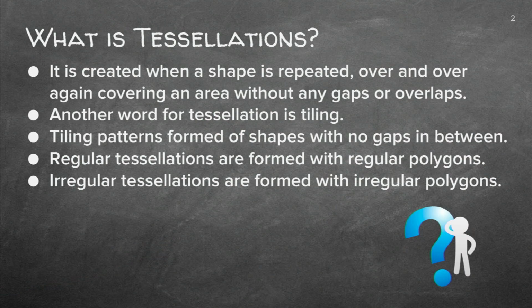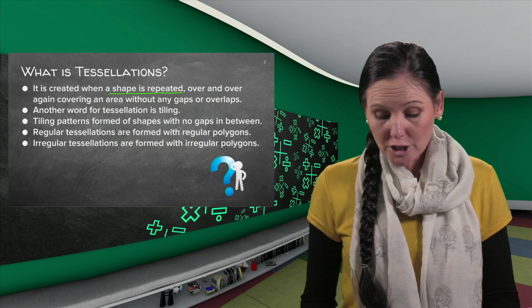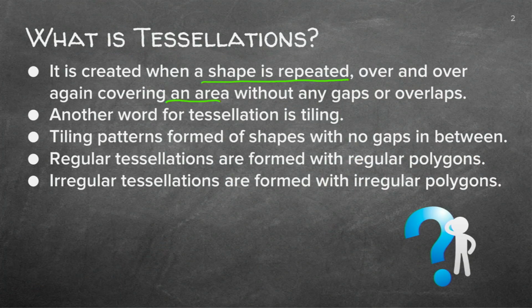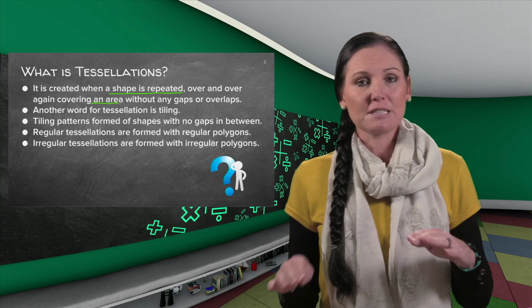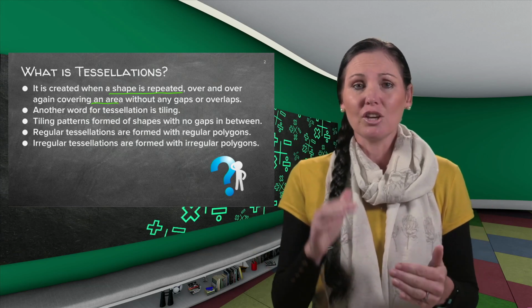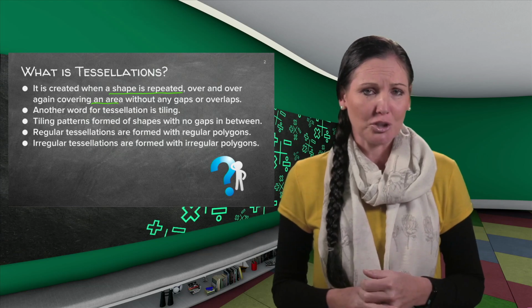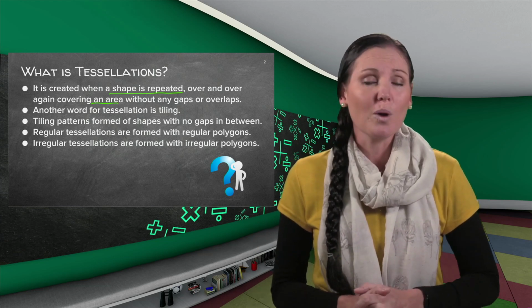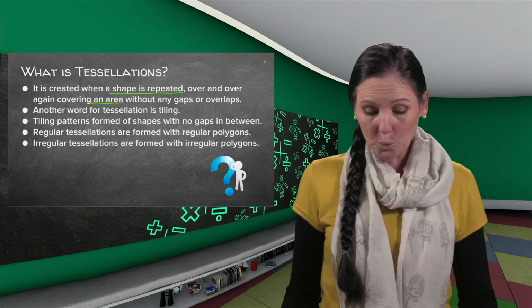So what is tessellations? It is created when a shape is repeated. So when I do something over and over and over, but I'm using shapes to cover an area without any gaps or overlaps. Now think about a house or the shopping center, and you're walking in the shopping center and they tiled the floor, but now the shapes didn't fit into each other and now there's gaps. And as a child, sometimes you walk bare feet and now you walk onto those gaps and your feet get hurt. So that's why it's very important to know what is tessellations and how does it work.